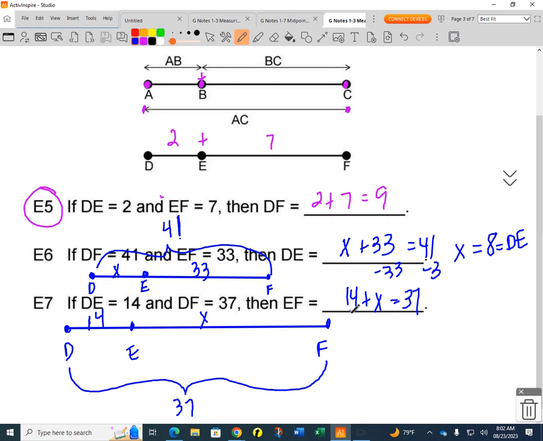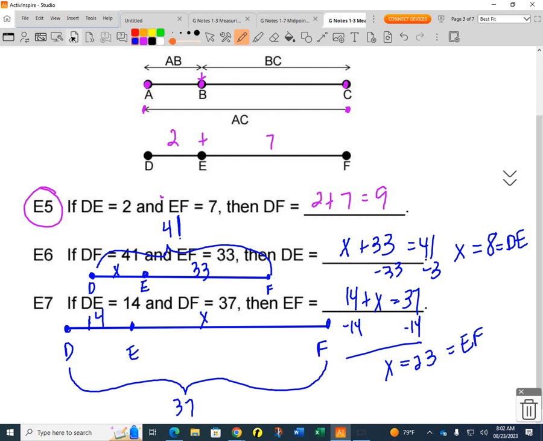Okay. And now we can do like Tyrone said, we can just subtract the 14 from 37, and that gives us the length of EF. So, is it 23? So EF is 23 units long, whatever unit they're talking about. Okay, Josh, you with me? All right.